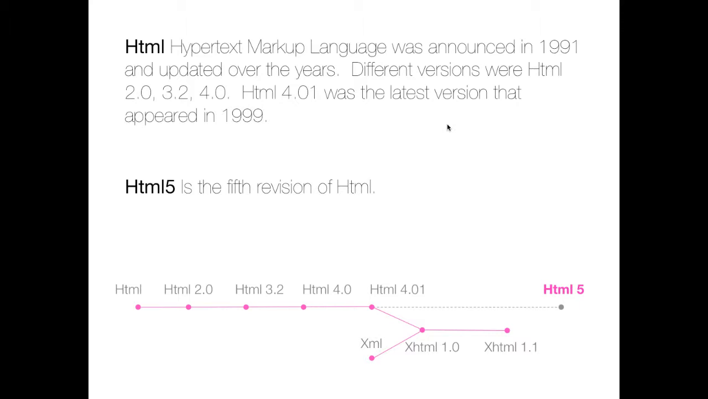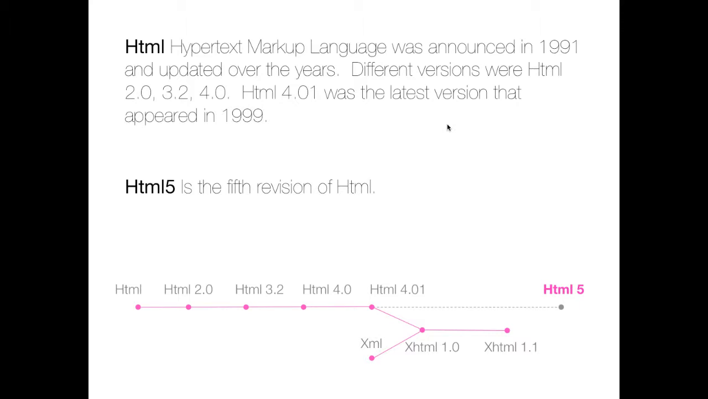XHTML 1.0 was being used over the years since the year 2000, but it never really took off because browsers never stopped supporting HTML. If they did, 99% of websites in the world would stop working since they are built in HTML, not in XHTML.